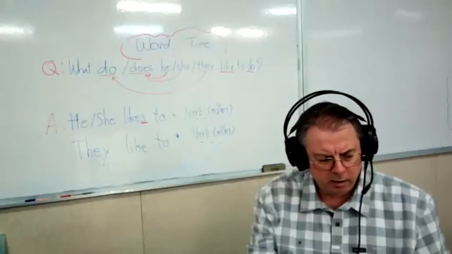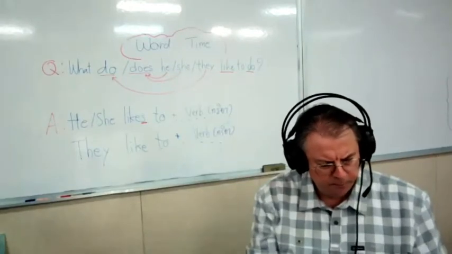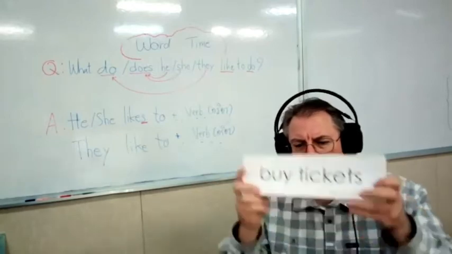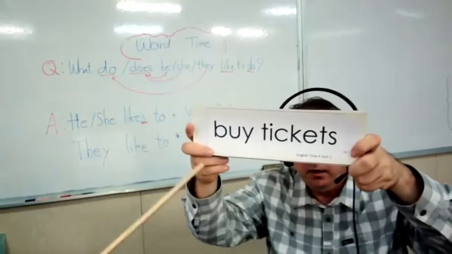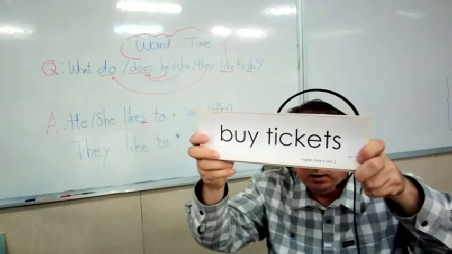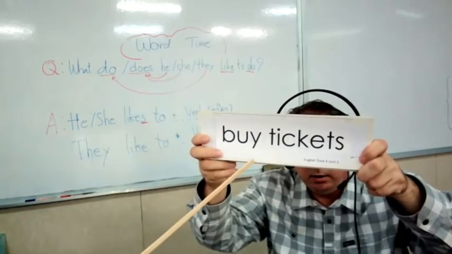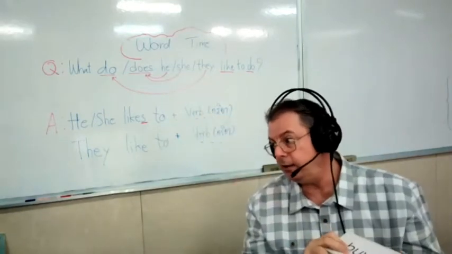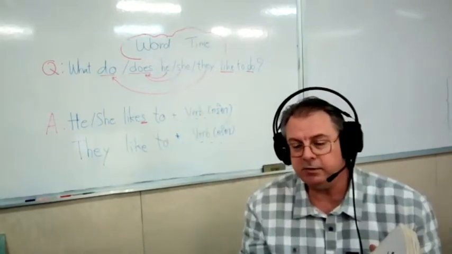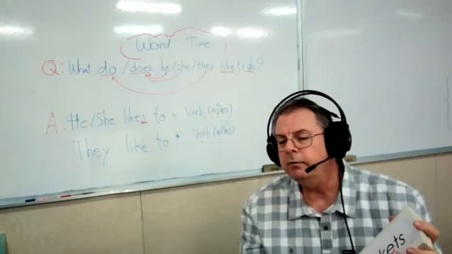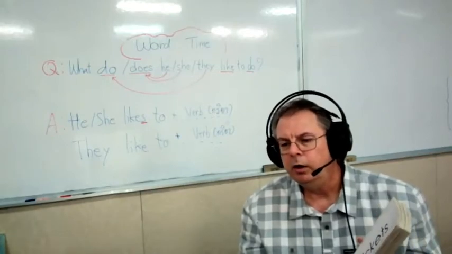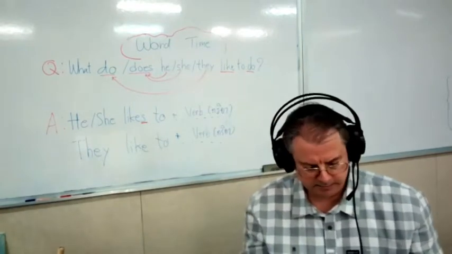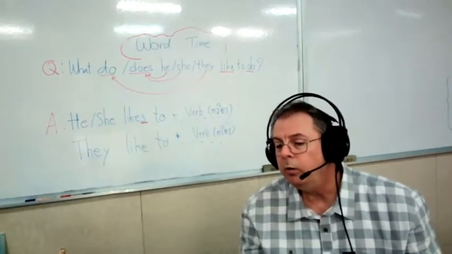Peanut, answer the question. What do you like to do at the movie theater? I like to buy tickets. Right, you like to buy tickets. He likes to buy tickets, right. Okay. The next one, let's see who's raising a hand.